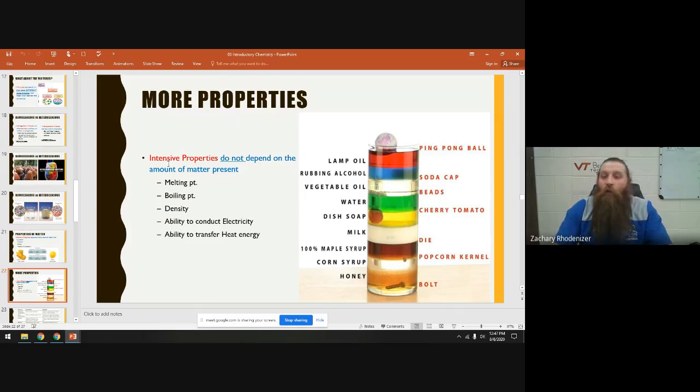Make sure you know intensive versus extensive properties. Be able to give an example, identify which is which. Over here on the right, this is called a density column. You can see the most dense things are on the bottom, the least dense things are at the top. And again, it doesn't matter how much you put in there. If you made that with a gallon of each of those substances compared to this little 10 milliliter sample, really wouldn't matter. Okay, you'd still get the same column.